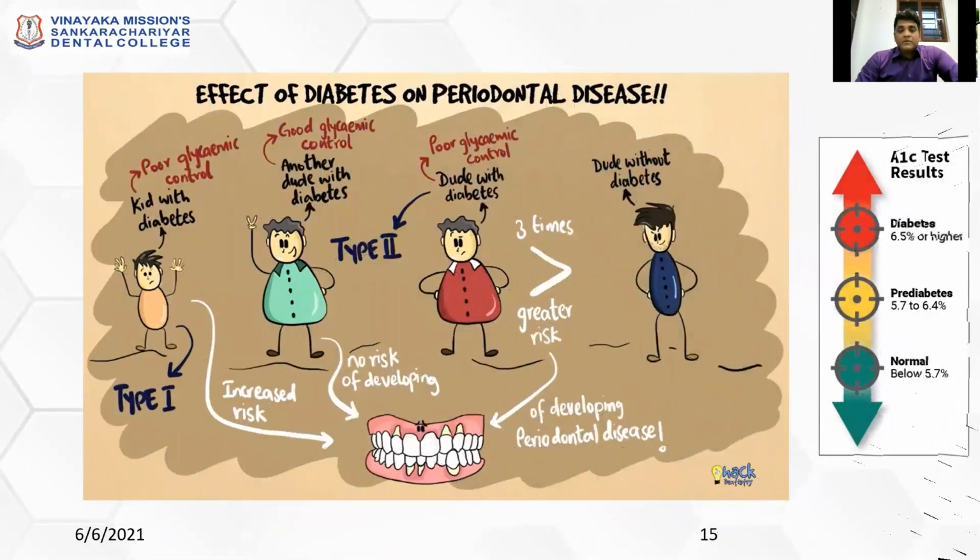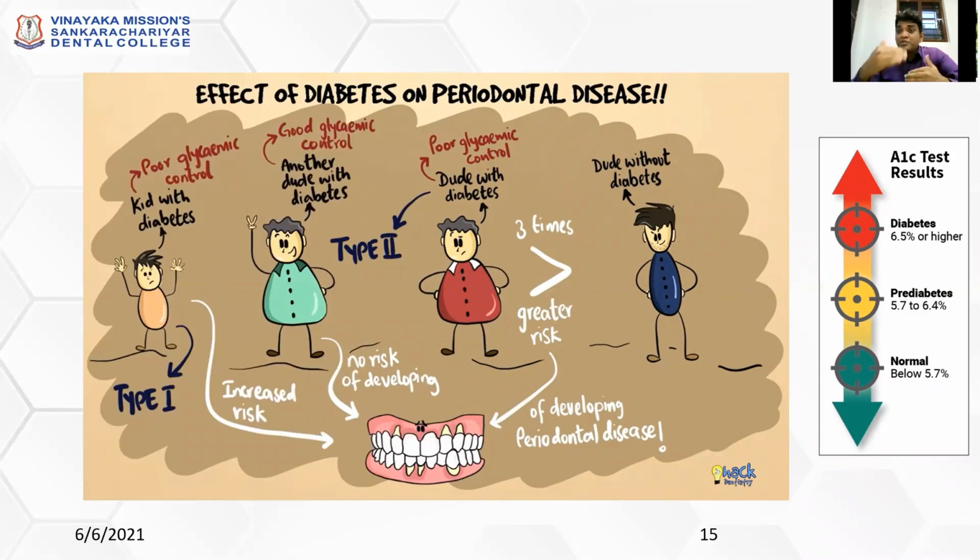How? Let's see the pathophysiology here. Who is under the risk? So this is the risk factor assessment when you're going to treat a patient who has diabetes. If a kid has type 1 diabetes and poor glycemic control, then he has a more increased risk for getting periodontal disease.